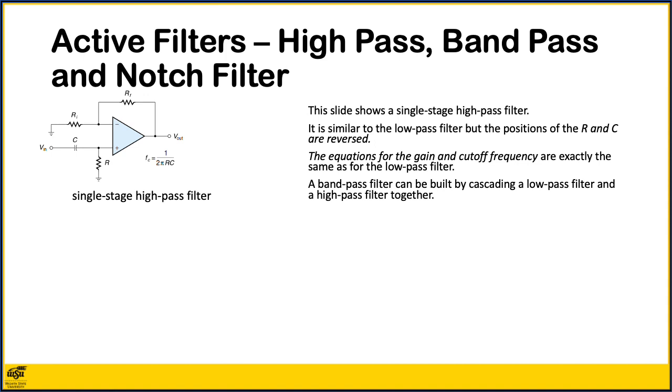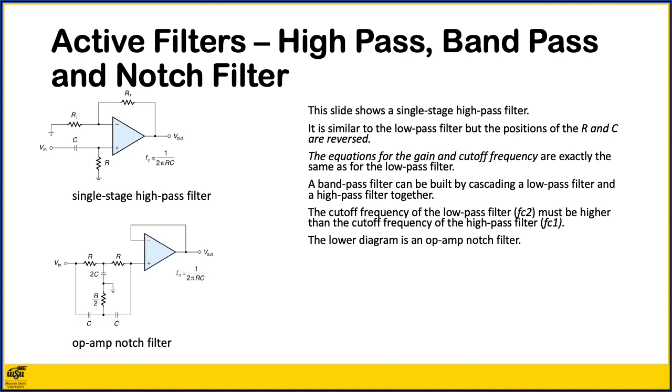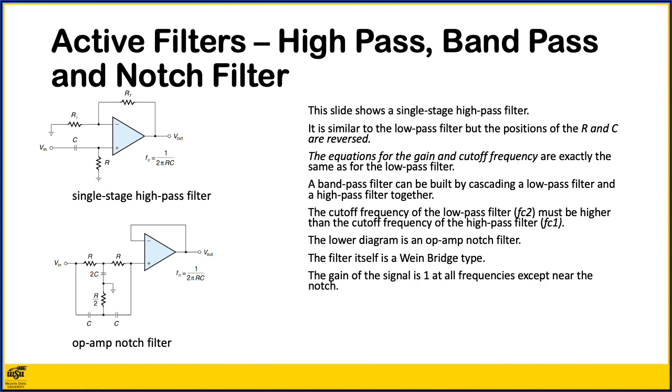A band-pass filter can be built by cascading a low-pass filter with a high-pass filter together. The cutoff frequency of the low-pass filter, FC2, must be higher than the cutoff frequency of the high-pass filter, FC1. The lower diagram is an op-amp notch filter. The filter itself is a Wien bridge type. The gain of the signal is 1 at all frequencies except near the notch. The frequency Fn, which is suppressed or notched out, can be calculated from the equation Fn is equal to 1 over 2 pi RC.